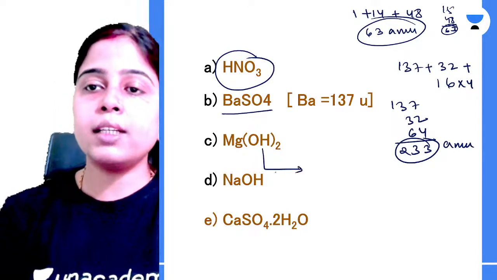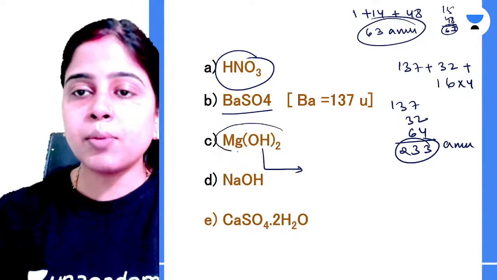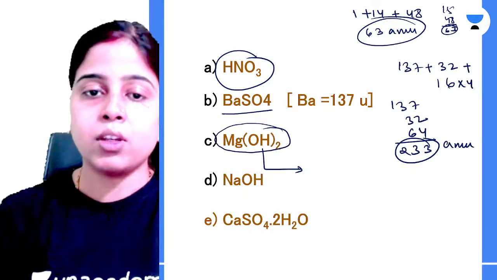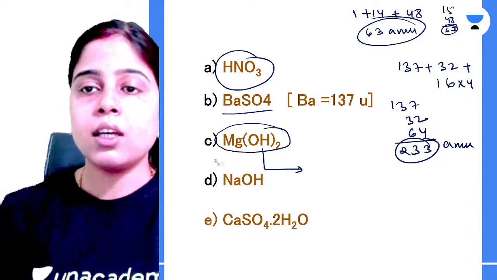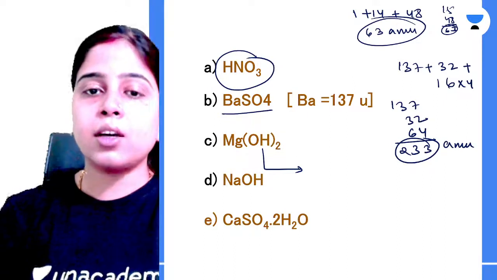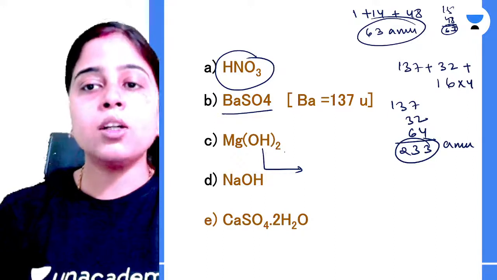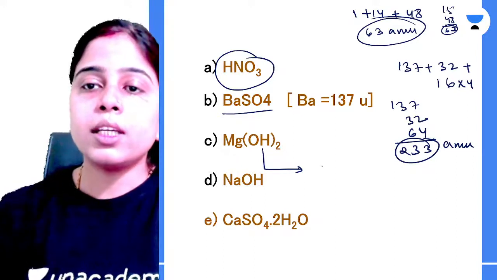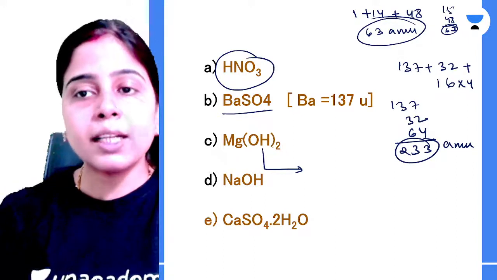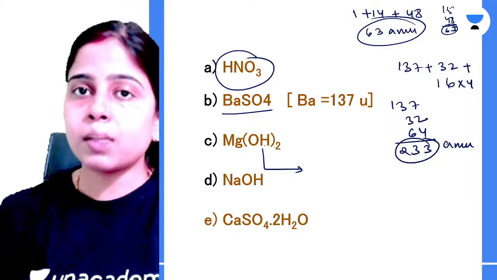Magnesium hydroxide. How do we find the molecular mass of these types of compounds? Here you can see that the 2 is written outside the bracket that is encircling your OH. So that means we have 2 atoms of oxygen and 2 atoms of hydrogen.